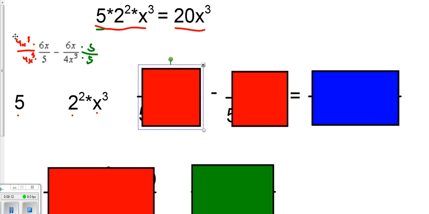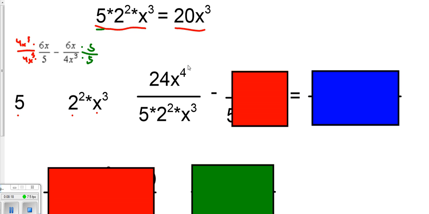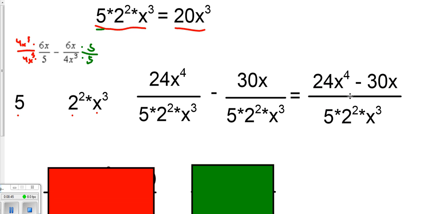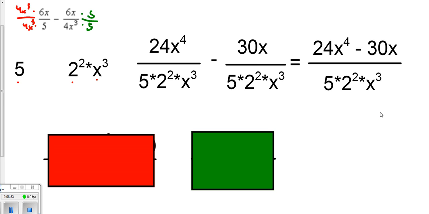This first one, 4x cubed times 6x, becomes 24x to the fourth. And it's still all over our common denominator of 5 times 2 squared times x cubed. Minus our second rational expression, 6x times 5 makes 30x all over 5 times 2 squared times x cubed. Now, combining these, because we have common denominators, we get 24x to the fourth minus 30x, all over 5 times 2 squared times x cubed.